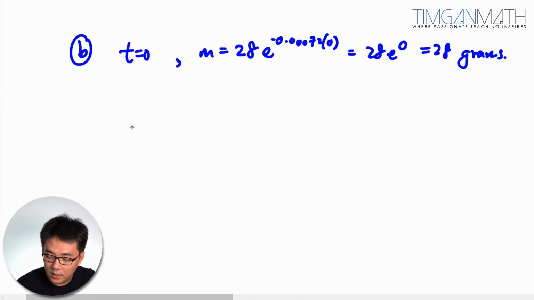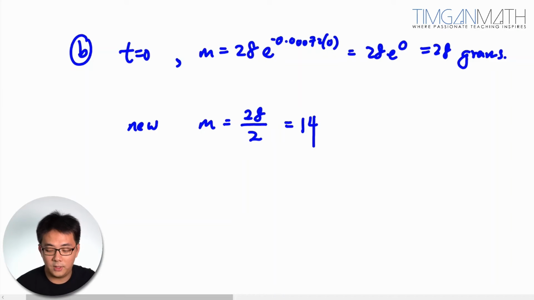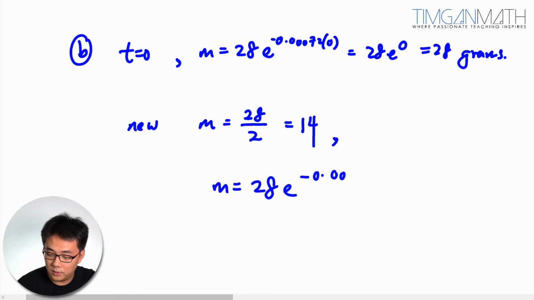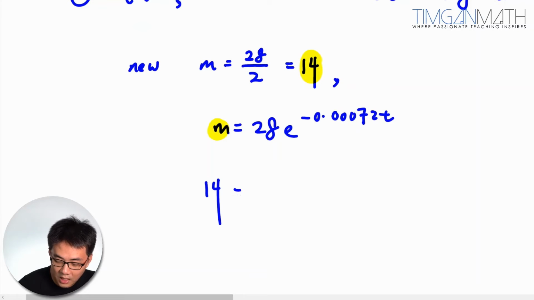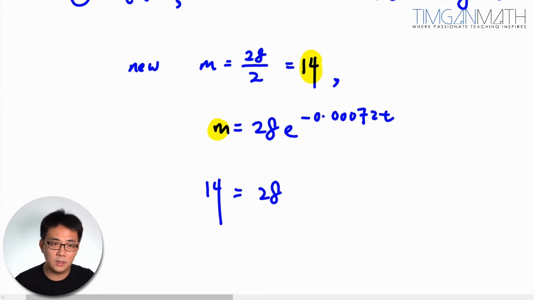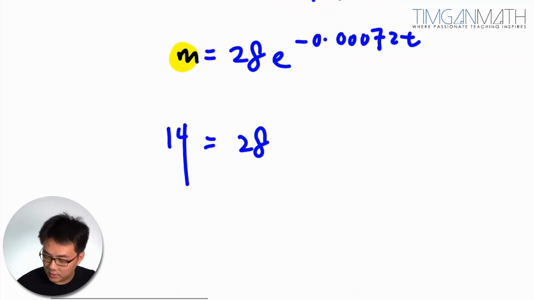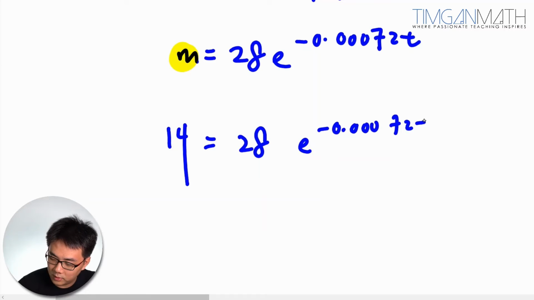Now the new m is half of 28, which is what we call the half-life. This is 14. Using the formula m equals 28 e to the power of negative 0.00072 t, we want to find how many days would have passed by when the initial value has already been halved. So m is 14, half of it, and essentially you are looking for the half-life. What we get is e to the negative 0.00072 t equals half.